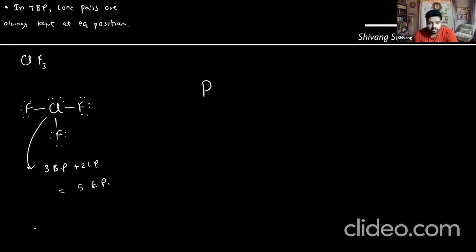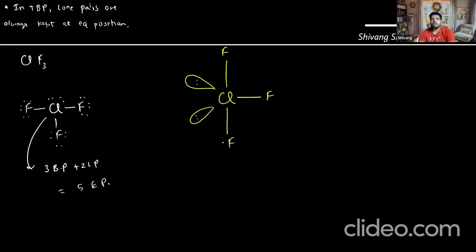So chlorine in the center, that's the central atom. Lone pairs are two of them. So I'm going to make it like this: first lone pair and second lone pair. I'm trying to draw a trigonal bipyramidal here. And then fluorine, fluorine, and fluorine. This is how it should look.